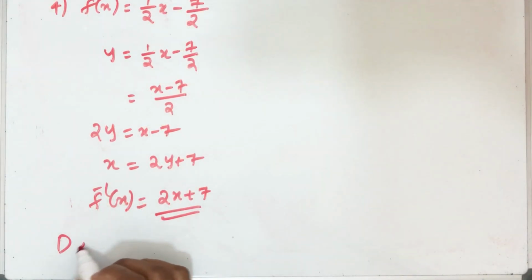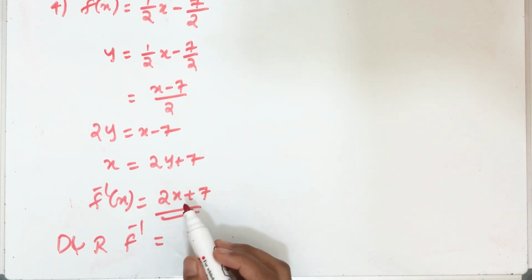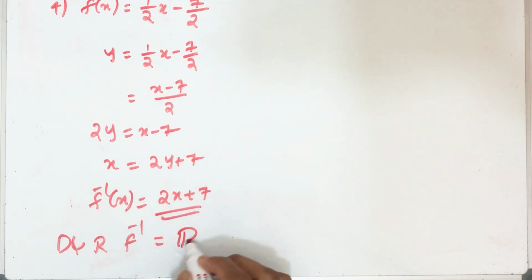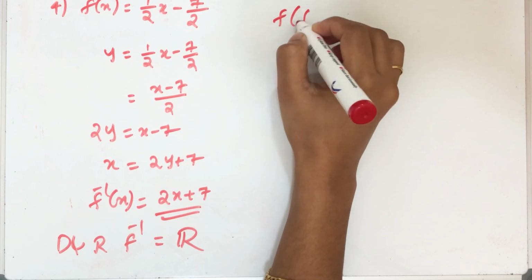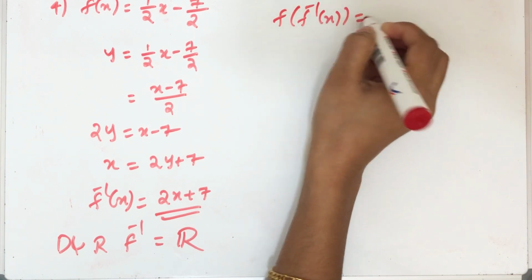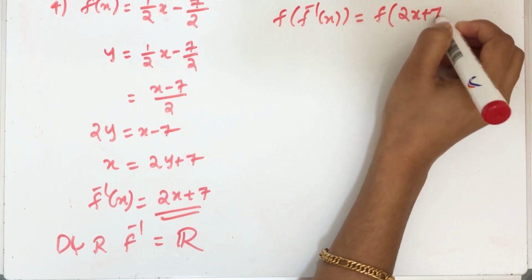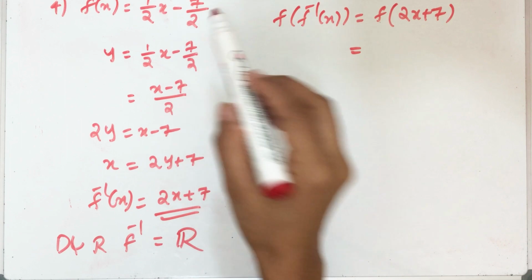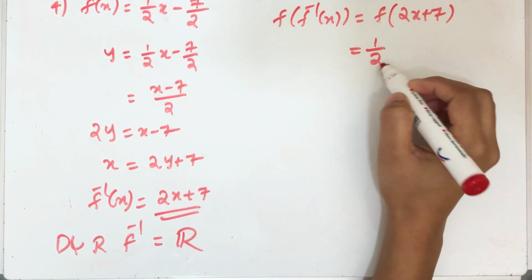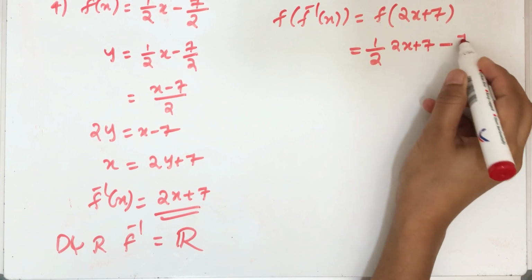And we can say the domain and range of f inverse, this is also a straight line, so we can take all negative values and positive values, the real line. Now f of f inverse of x is equal to f of 2x plus 7. This is equal to, f of x is 1 by 2 x minus 7 by 2, that is 1 by 2 into, instead of x, 2x plus 7, minus 7 by 2.